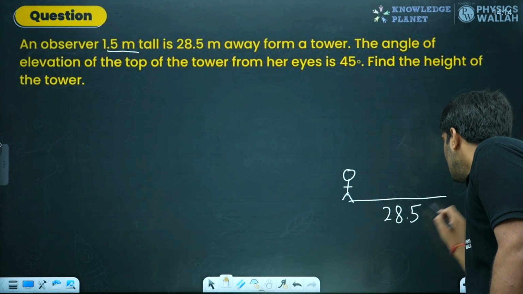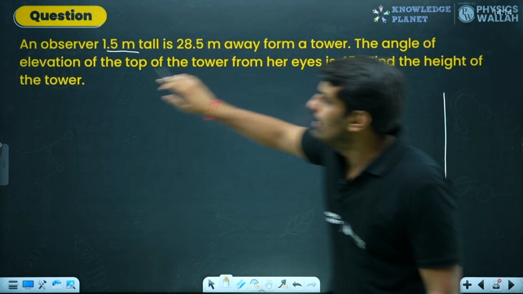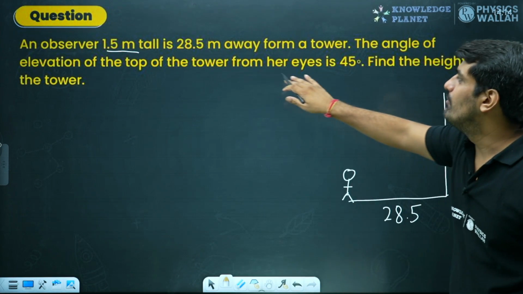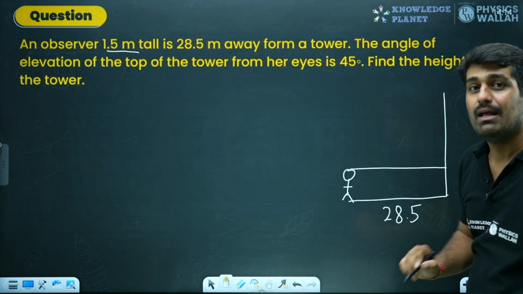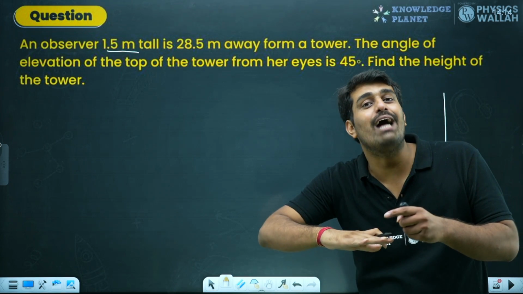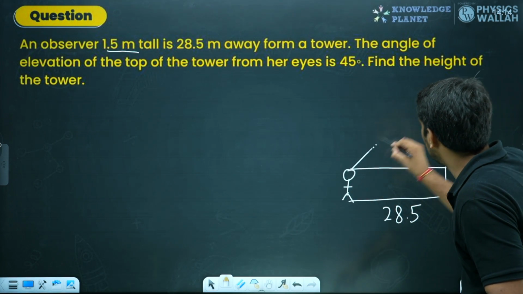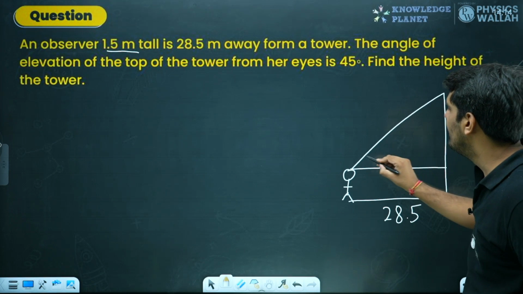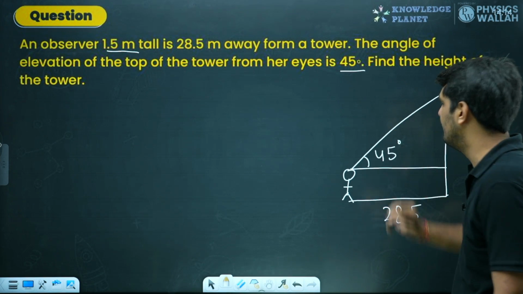28.5 meter. And this is our tower. The angle of elevation of the top of the tower from her eyes is 45 degrees. So this is the horizontal line for it, because an angle of elevation has to have a reference point which is horizontal. So the angle of elevation to this particular top is given to me as 45 degrees.